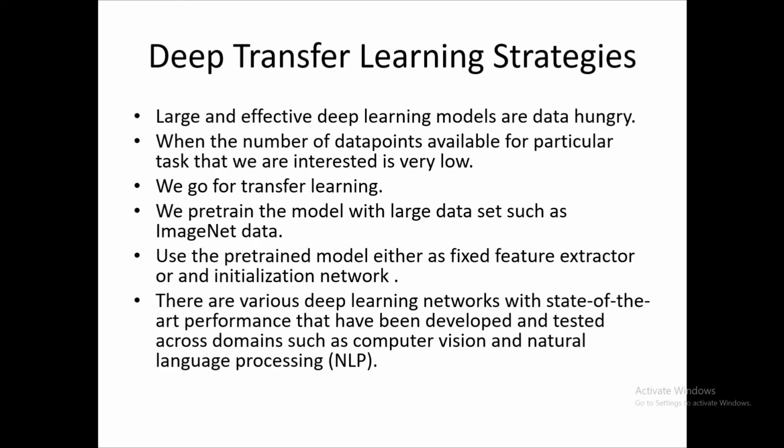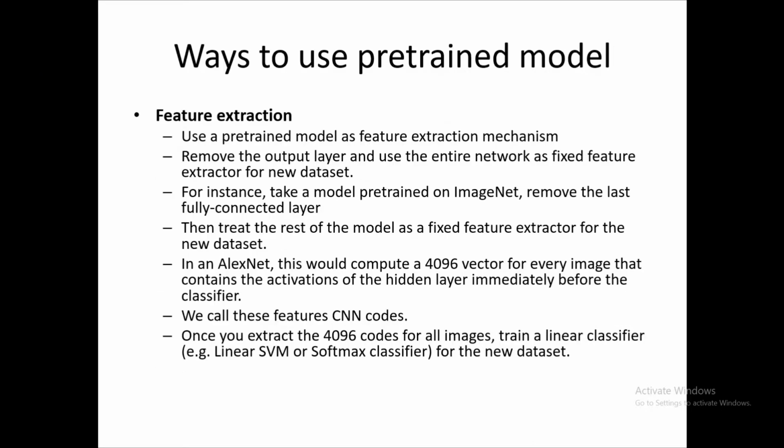And there are various models with state-of-the-art performance that have been developed and tested across domains such as computer vision and natural language processing (NLP). And we are lucky that many pre-trained architectures are directly available. And there are three major scenarios for transfer learning, which are as follows. Or we can say the ways to use the pre-trained model.